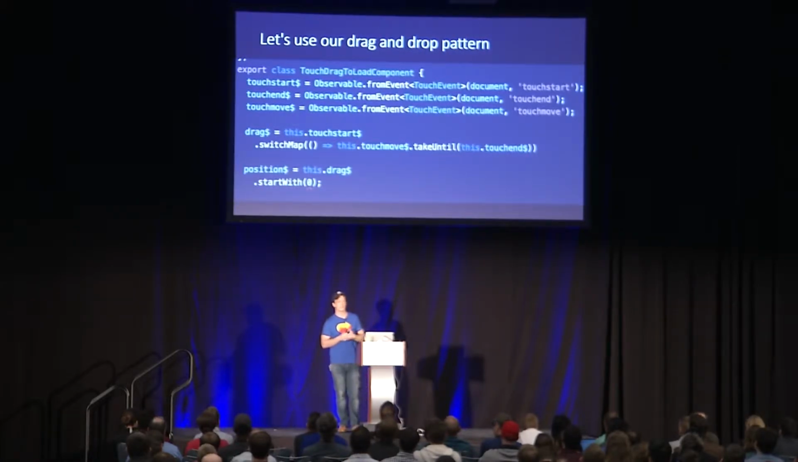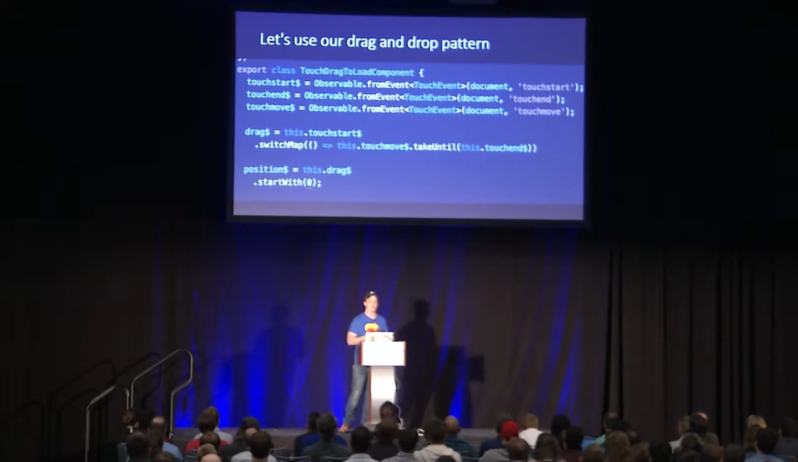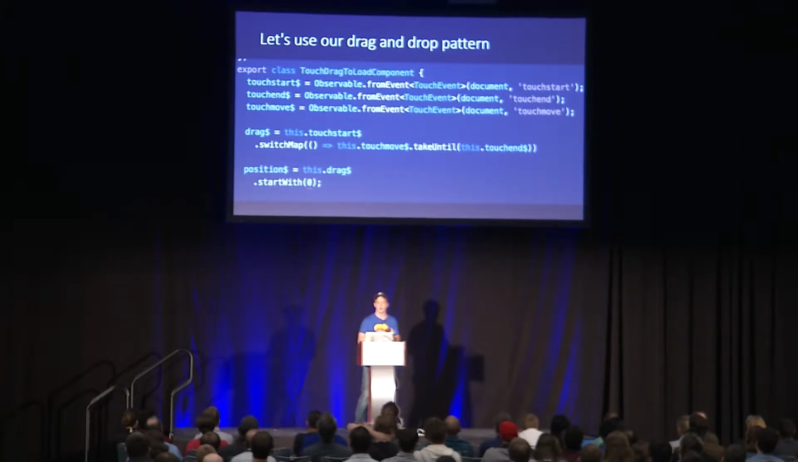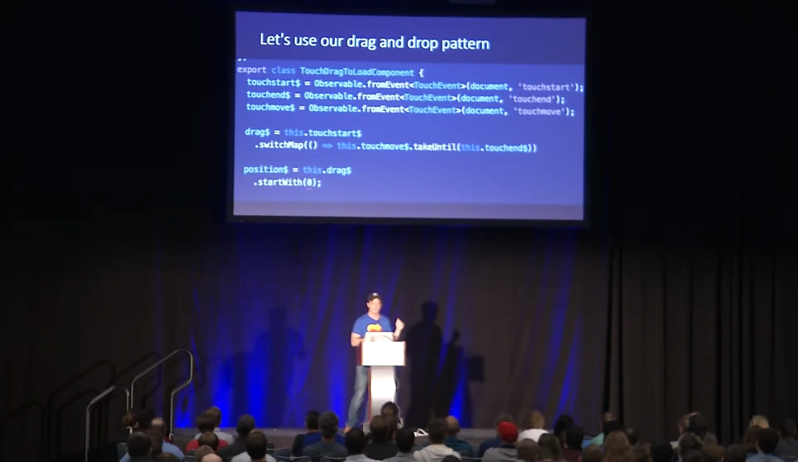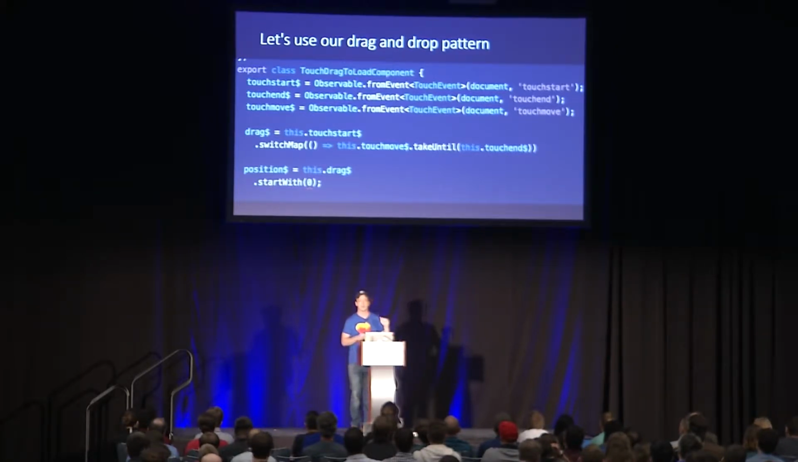So this is the pattern I showed earlier, exactly the same pattern. I'm going to add it here in a property called drag. So I've got touch starts, touch ends, and touch moves, and all they are is just any event that's happened on the document. I'm getting that with the fromEvent, which actually comes from RxJS. So each one of these is an observable of events, and I'm saying for every touch start event, switchMap that into touch move events, and then take those until there's a touch end.